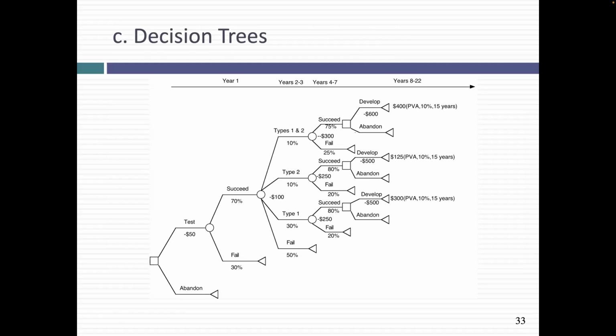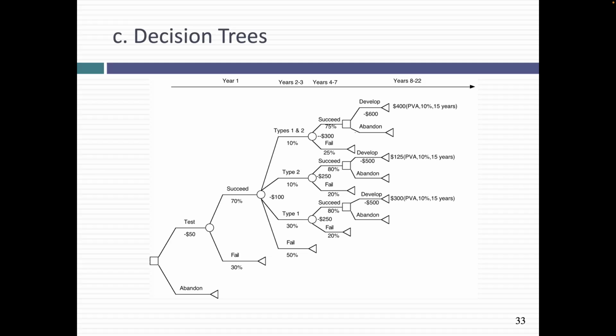And as for decision trees, I won't bore you, but this is what a traditional decision tree looks like. If you've forgotten decision trees, you see those little triangles? That's basically an end node where you get an outcome. The squares are choices you can make. So you can either test or not test. The circles are probability nodes where God decides what's going to happen, or some act of fate decides what's going to happen. So this is actually a decision tree for a diabetes drug.